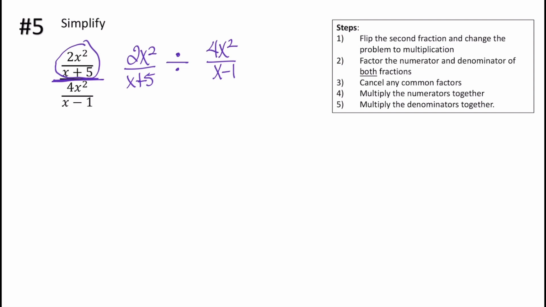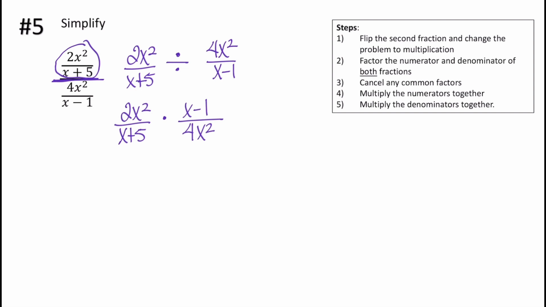So remember, when we divide rational expressions, we're going to keep the first fraction and then change it to a multiplication and then flip the second fraction, right? x minus 1 over 4x squared. So now what we need to do is factor the numerator and denominator of both fractions so we can cancel any common factors.